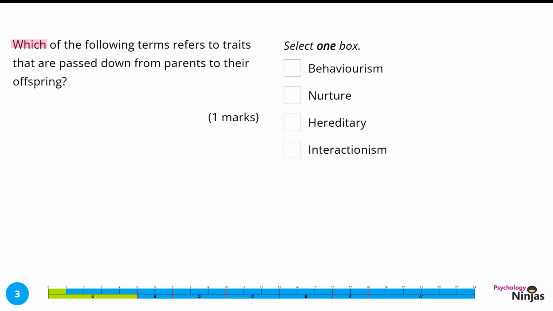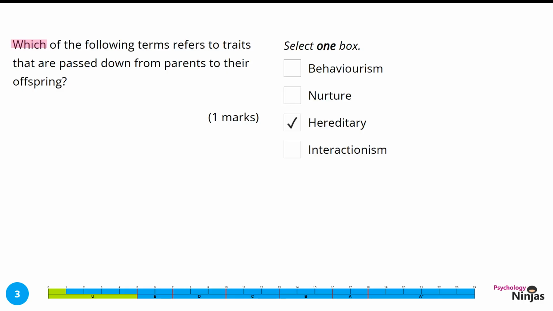So we've got behaviourism, which is our term for learning theories and a specific approach. Nurture, which is all about environmental factors affecting behaviour. Hereditary, which is that we've passed down genes from one person to another, so we've inherited traits. Or interactionism, which is about the combination of nature and nurture factors. So we've got a definition about passing down genes, and the term for that is hereditary, and we would select that for our answer.